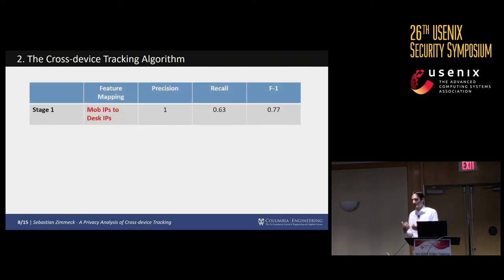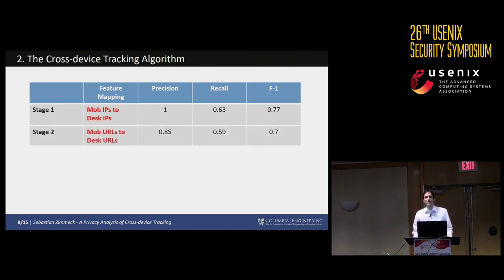Now if you ask, okay, what are the features that are used to match? One that is very well known is IP addresses. So if a device connects to one IP address and another device connects to the same IP address, there's a good chance that these two devices belong to the same person. So that is very well known. And that is also what we used here. And you can see some of the results here for our data set.